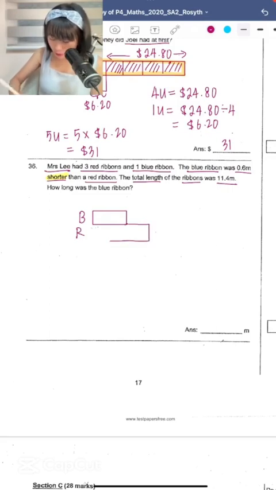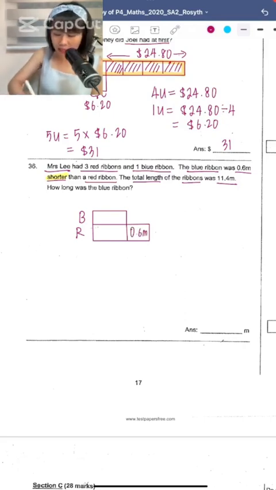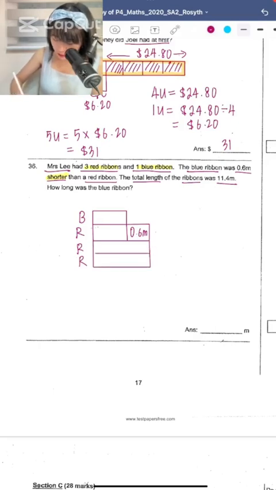Let me draw red now. So that means red must be 0.6 meter longer as well. I have blue, I have red. Let's see how many blue, how many red there are. 1 blue, 3 red. So I need to include 2 more red here, which I will have something like this. 0.6 meter, 0.6 meter. And altogether the total length is 11.4 meters.